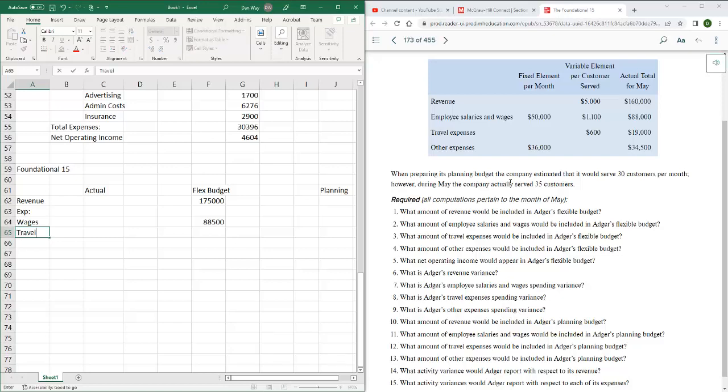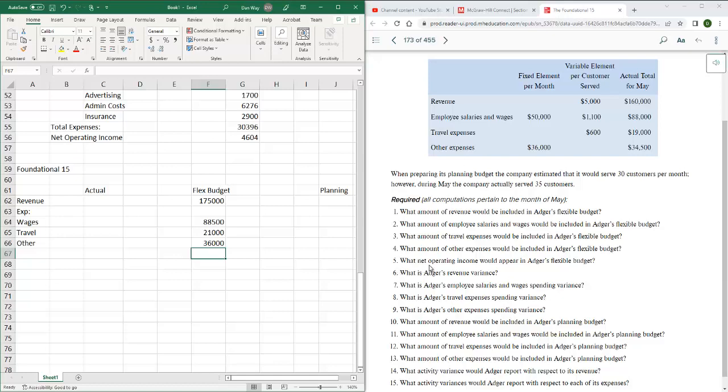Now we also want to know travel and other. Those are the next two here, also in the flex budget. So let's go ahead and pop those in. Travel is purely variable, $600 per customer. So 600 times the actual number of customers of 35. And there's our travel expense in the flex budget. And then other expenses, those were all fixed. So we don't have to flex those at all, $36,000.